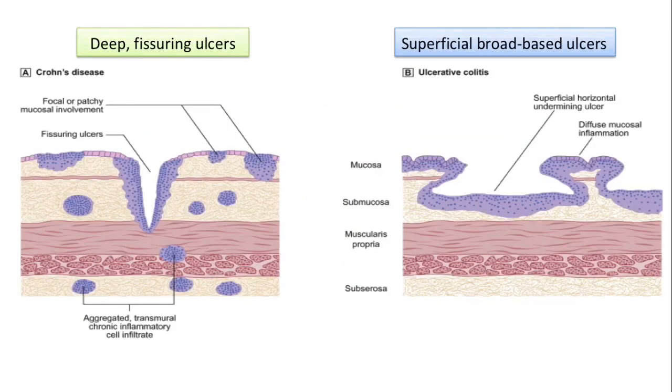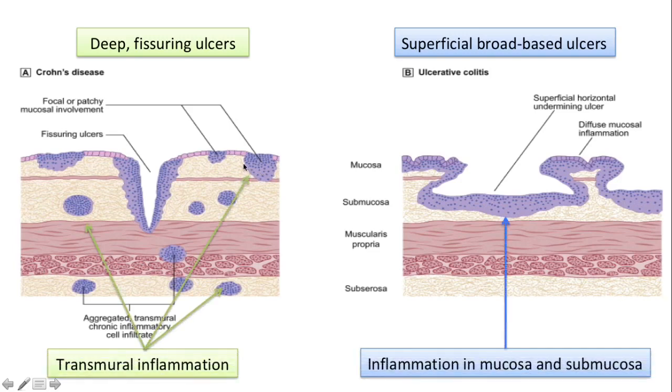Just to illustrate the ulcers again, here is a diagram of what the histological appearance should look like. The deep fissuring ulcer in Crohn's disease is a sharp V-shaped ulcer going deep into the muscularis layer, or even deeper than that, and the transmural inflammation, illustrated by these purple and blue areas, goes all the way into the full thickness of the bowel wall: the mucosa, submucosa, muscularis, as well as the subserosa.